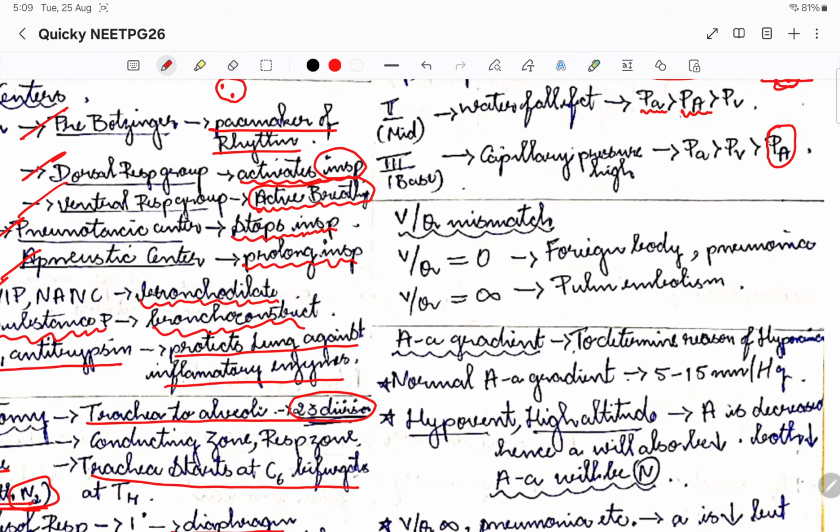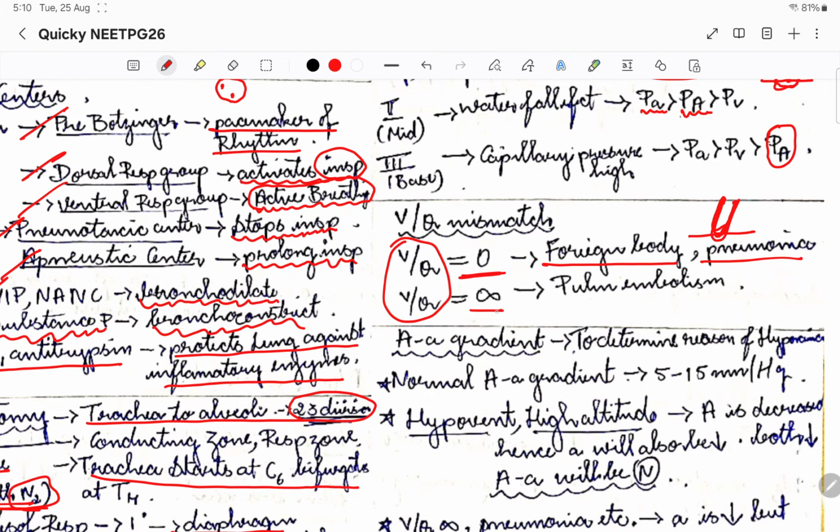Then coming to V by Q mismatch, the ventilation perfusion mismatch. By seeing this, we can decide what kind of block is happening. If V by Q is 0, that means the volume is low, there is no volume filling happening. The perfusion is normal, but there is something blocking the respiration. That means there is some foreign body or some pneumonia that is blocking the airflow through the respiratory or the conducting zone. So that is what V by Q 0 means.